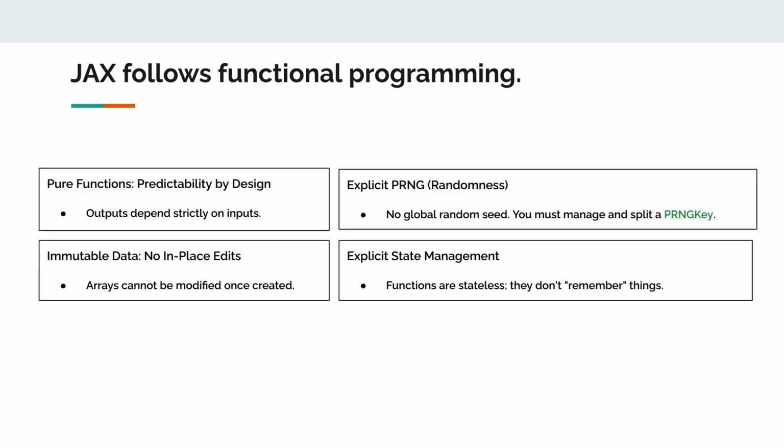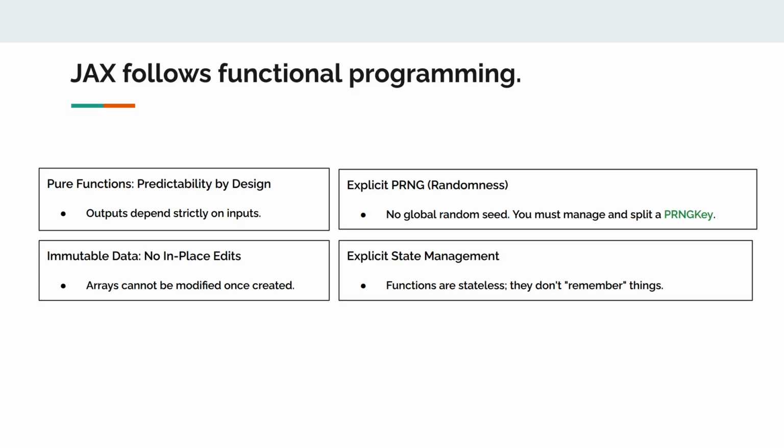Now coming to the JAX programming aspect, JAX follows functional programming. What it means is everything is a pure function in JAX, so it is predictable by design. Output strictly depends on the input. Consider you have written a function. The output of that function depends on the input parameter that you send. There is nothing more to it.